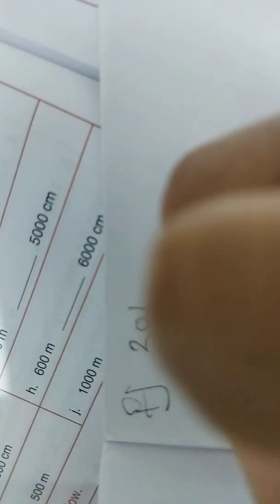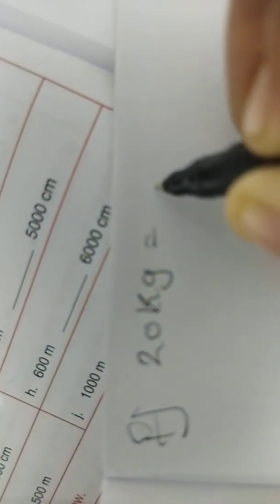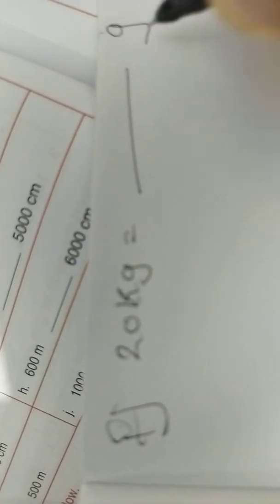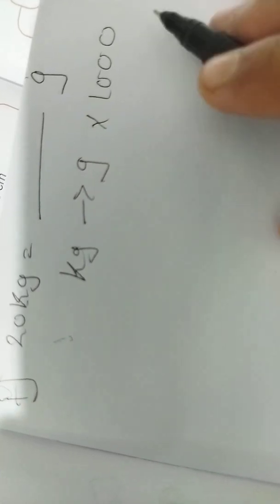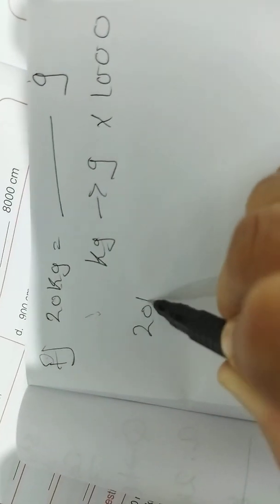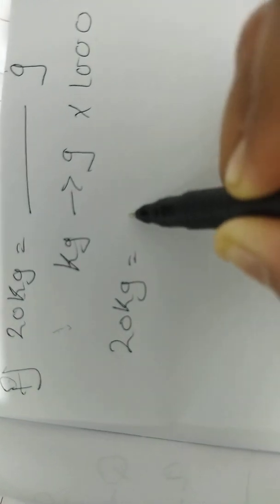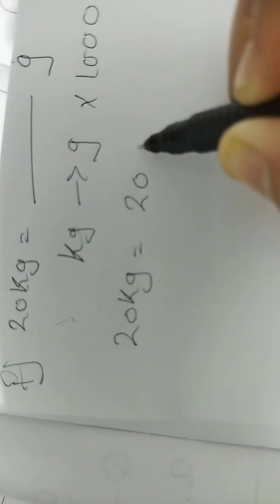Okay students, now we'll start the next sum. F sum. In that, 20 kg is equal to dash grams. We have to convert kg into grams, so we multiply by 1000. 20 kg is equal to 20 into 1000.